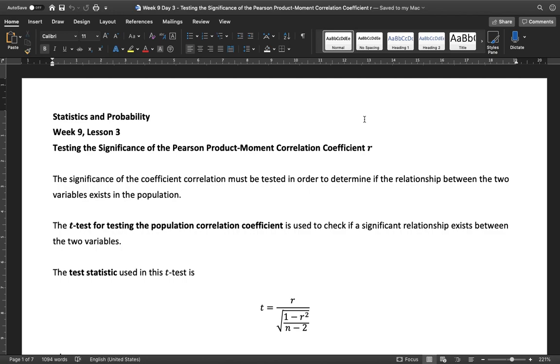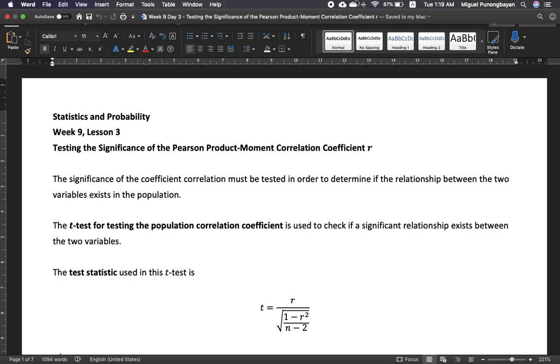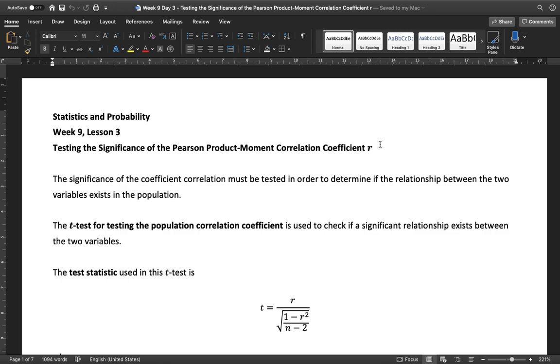Hey everyone, today we're going to discuss testing the significance of the Pearson product moment correlation coefficient. So in our last lesson, we've learned how to solve for the value of the correlation coefficient r. That was the medyo mahaba-habang formula. Now, we're going to test kung yung correlation ba nila is significant.